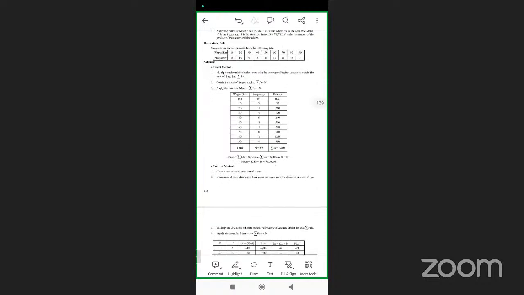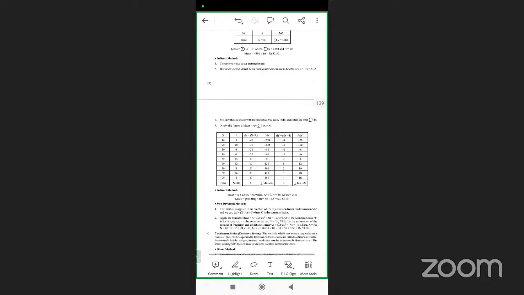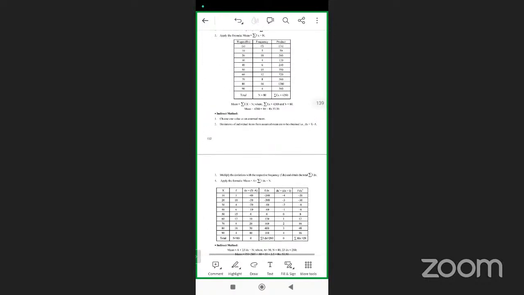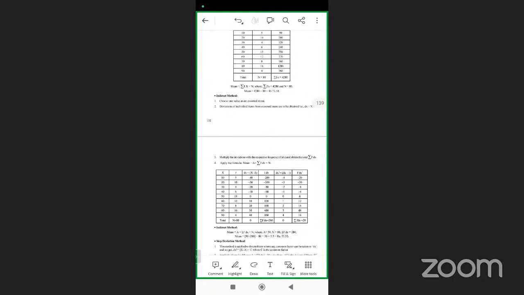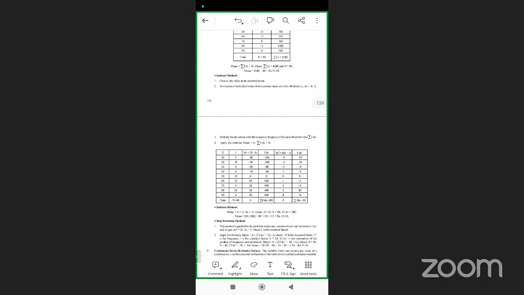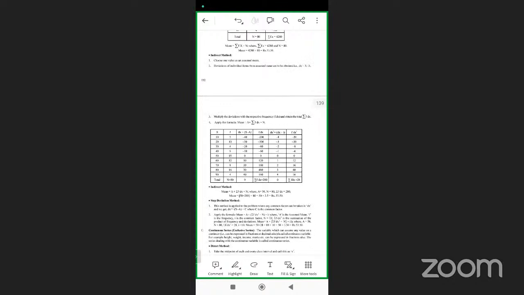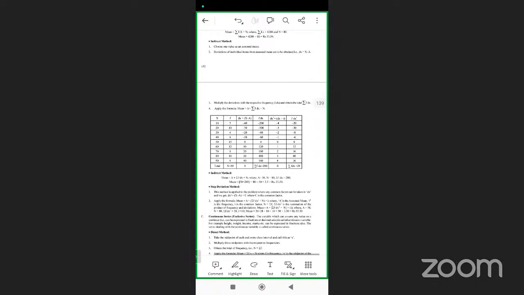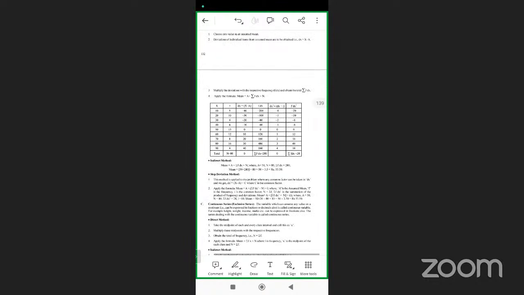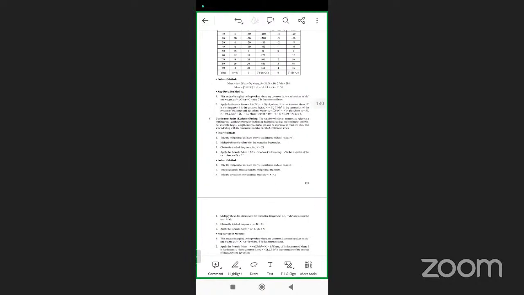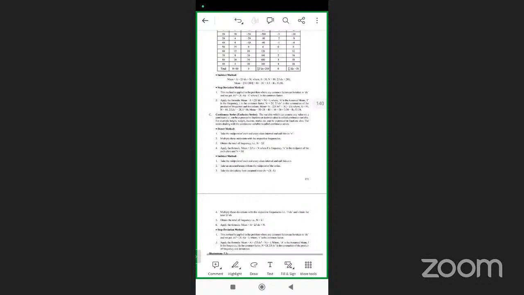In the indirect method, capital X is the values given, you take the frequency, you take dx, and you calculate f into dx. Summation of f dx divided by n, into i, where i is the common factor, and you get the mean by the indirect method. If you take the same average with a different set of data, how it is calculated is important.